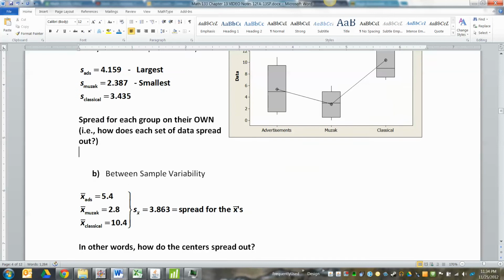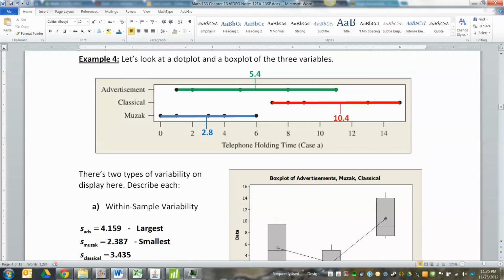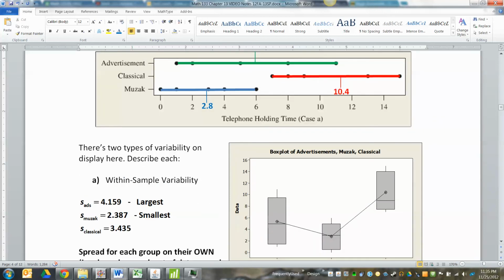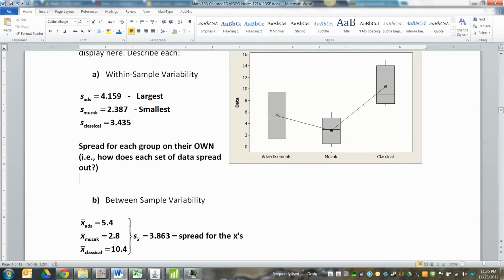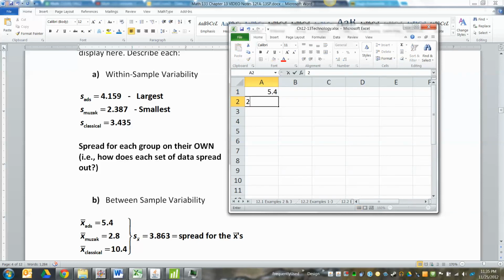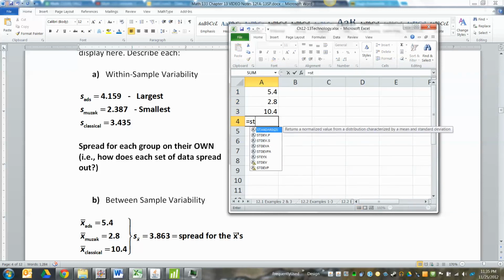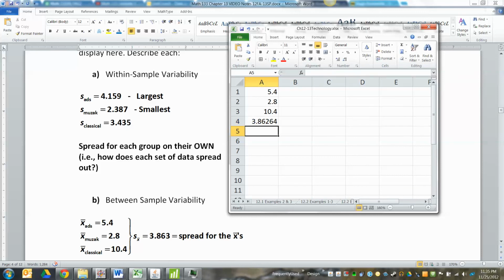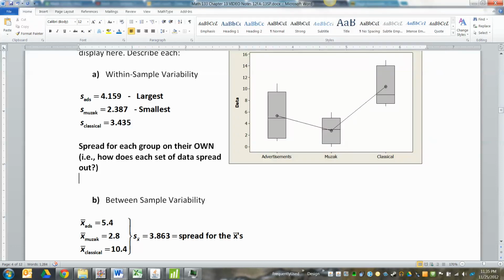Okay? Then there's between sample variability. How far apart are those three lines from each other? 2.8, 5.4, and 10.4. If I take those three marks and I try to see how much they vary from each other, there's another standard deviation there. I mean, if you don't believe me, you could take 5.4, 2.8, 10.4, right? And you could find the standard deviation of those three. There's a little rounding issue here, but that's fine. Okay, it's 3.863. That's how far apart the centers are from each other.